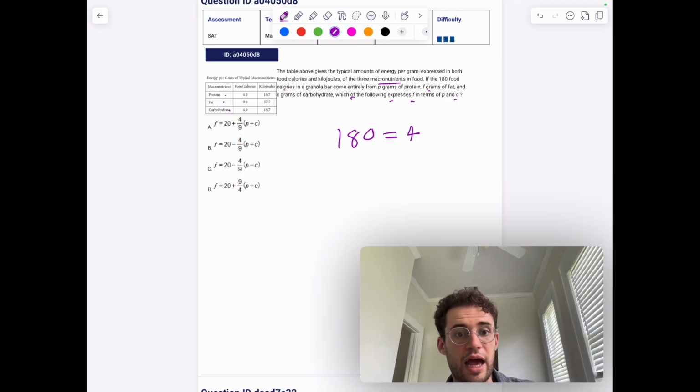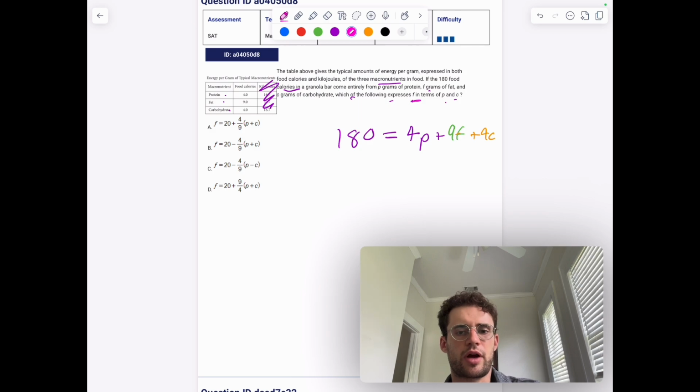Let's see. Food calories. Okay, so we're talking about calories. So we're only really paying attention to the left of these columns here. 4 times P plus 9 times F plus 4 times C, and that would add up to the total calories. Now, we want to get F alone, right? F in terms of P and C.